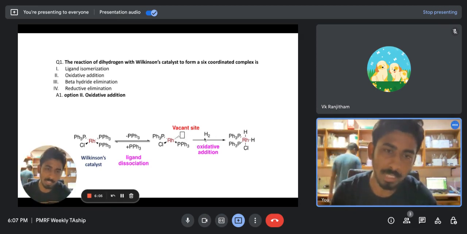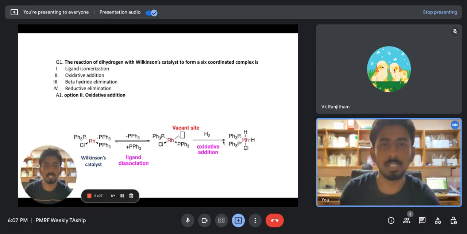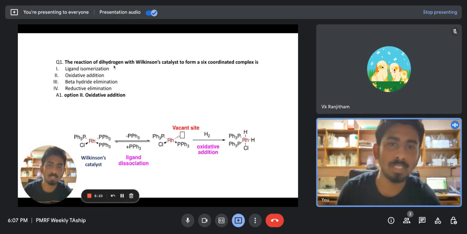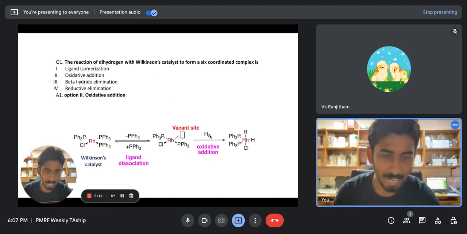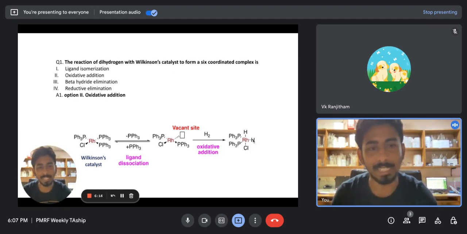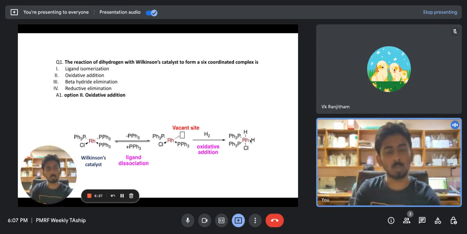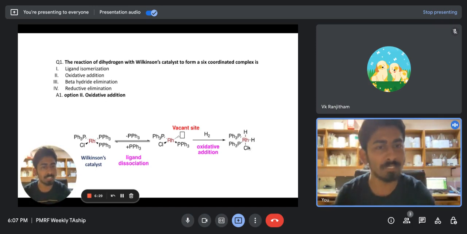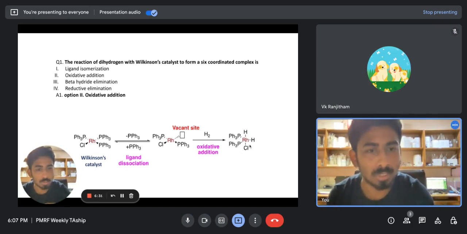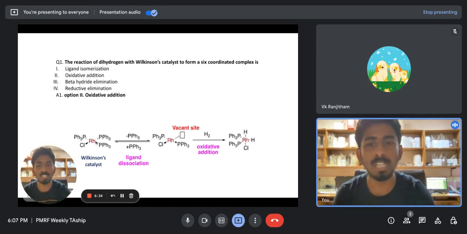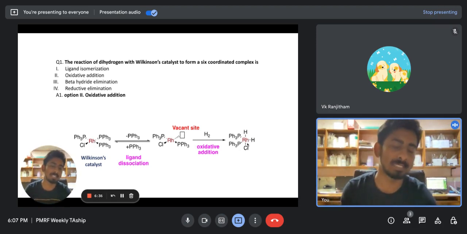Now if we put the hydrogen molecule in, that is the reaction of dihydrogen with Wilkinson's catalyst. This hydrogen molecule is oxidatively added to the rhodium. These two hydrogens add to rhodium(I) to form a rhodium(III) species, because the hydrides are each mononegative, -1 in charge, and there is one chloride. So this is rhodium(III); from rhodium(I) we go to rhodium(III).